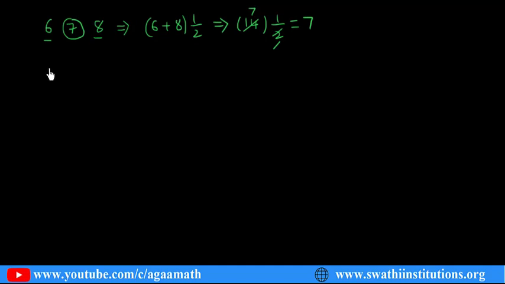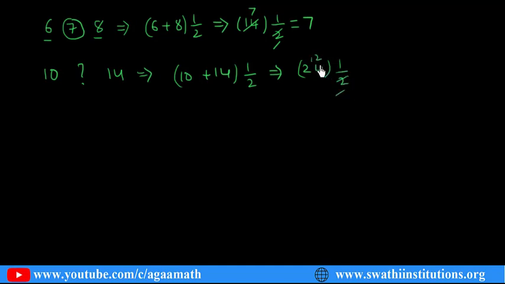You can take any number like this. If I take a number like 10 and 14, so what is the number that lies between 10 and 14? Very simple. You take those two numbers, 10 plus 14 of 1 by 2. So 10 plus 14 is 24, of 1 by 2. 2 ones are 2, 2 twelves are 24. So it is 12. So in between 10 and 14 is 12.